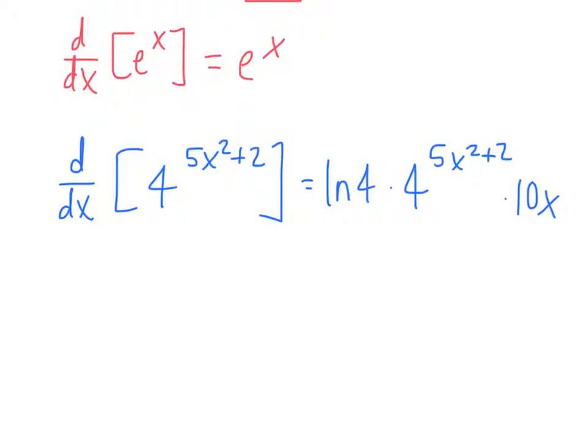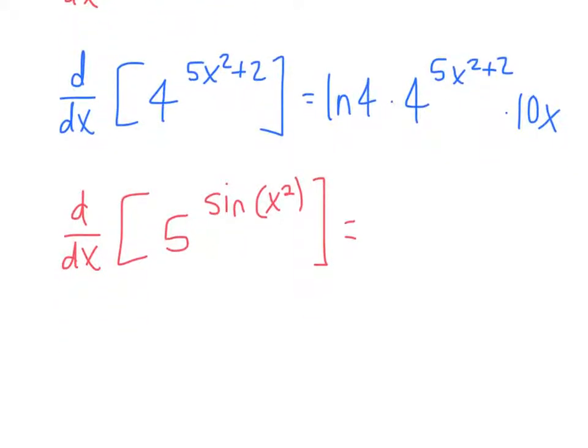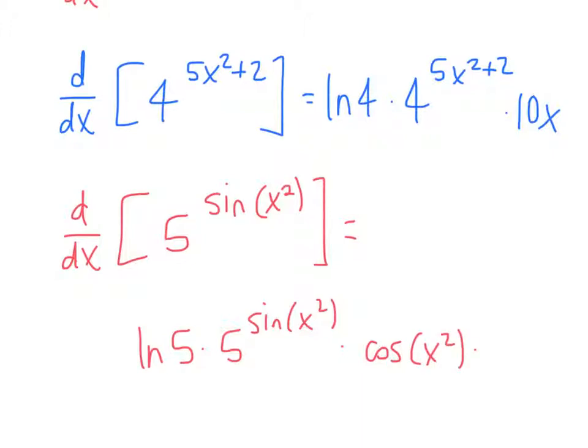Okay, another example. Maybe go with 5 to the sine of x squared. The outer function is 5 raised to the sine x squared. So the derivative of that is going to be natural log of 5 times 5 to the sine of x squared. But then you've got to take the derivative of the inside function, which is sine, leaving the inside alone, times the derivative of the inside function, which is 2x.